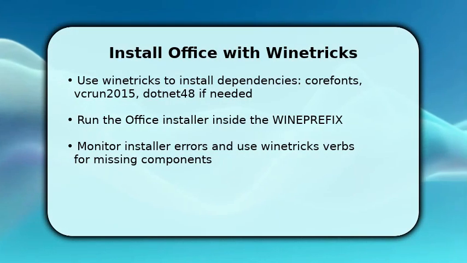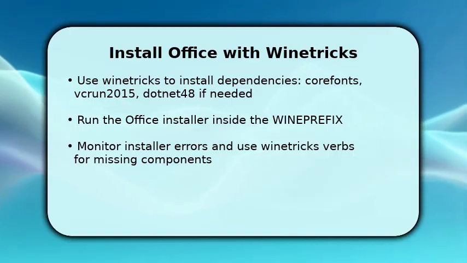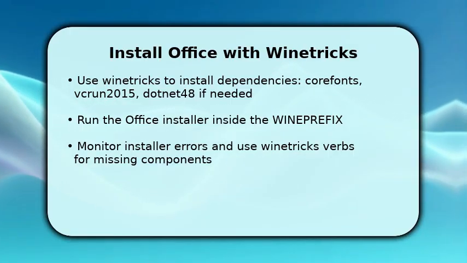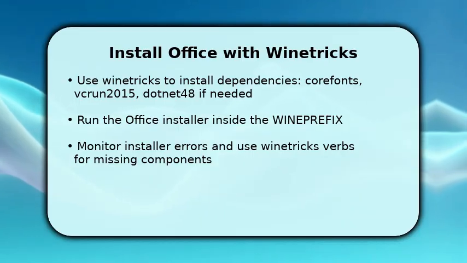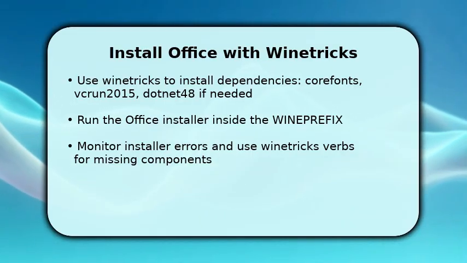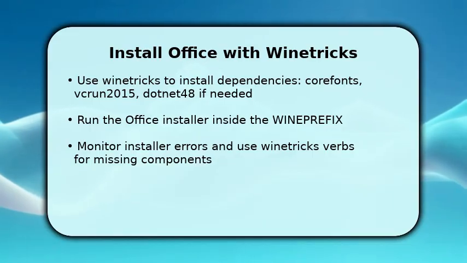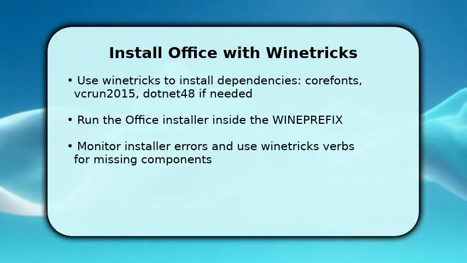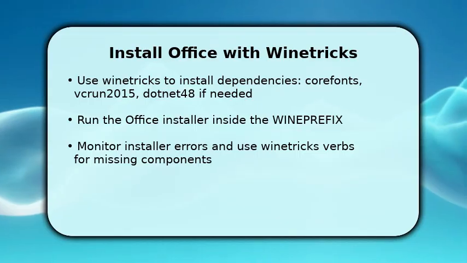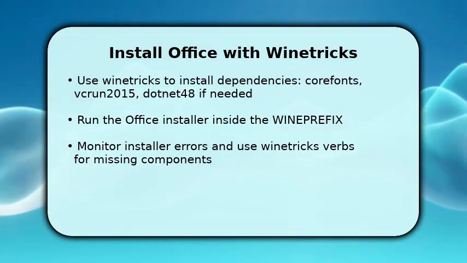You now install Office inside the prepared prefix. Use Winetricks to add core fonts, vcrun 2015, and .NET 4.8 only if required by your Office version. These provide runtime libraries Office expects. Then run the Office installer with Wine prefix set, watching output for missing DLLs. If an error occurs, Winetricks often supplies verbs that install the missing components.